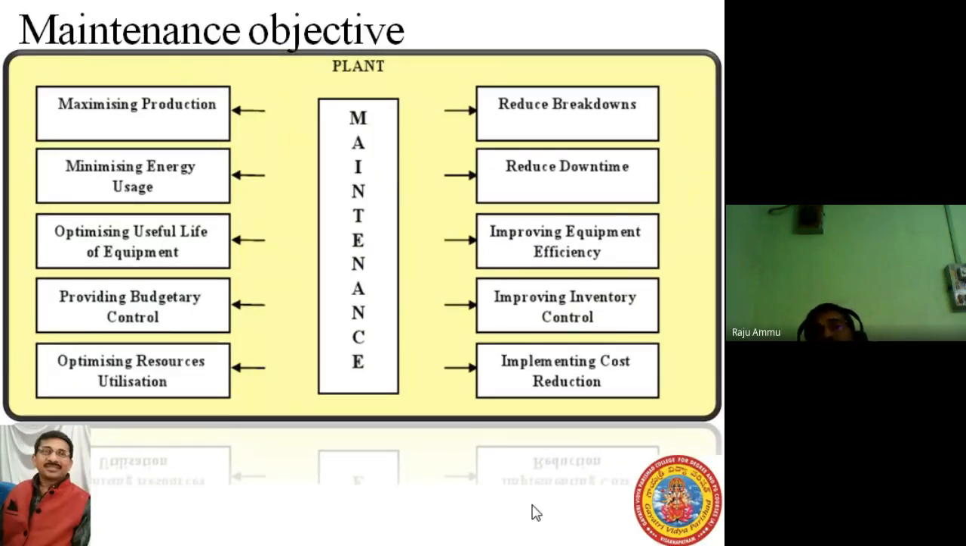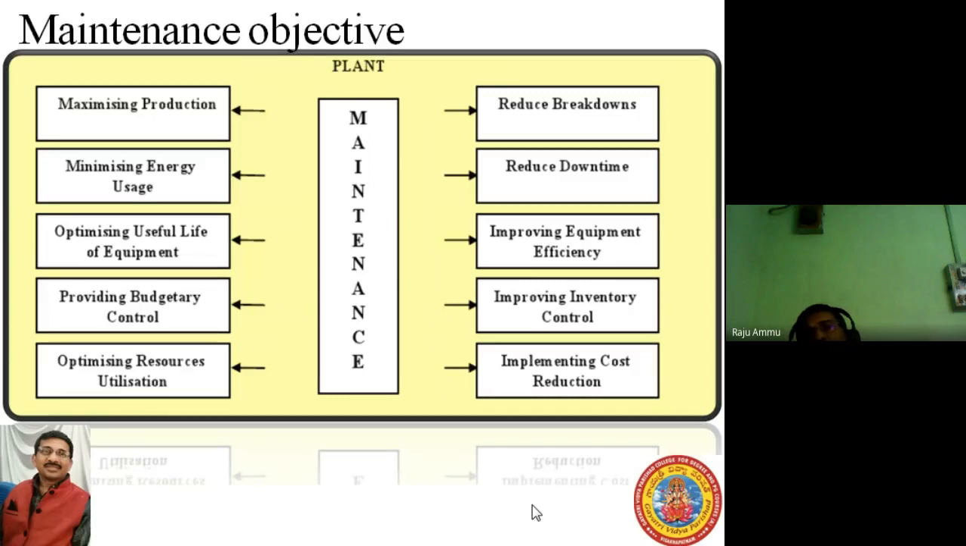And on the other side, next is reduce breakdowns, because you are maintaining every day, or frequently, or whenever the time requires. It definitely reduces your breakdown. There will not be sudden stop of your machine. That is what he says. Okay, so reduce downtime, that is, the fall or decrease in performance. That also will not go down. Even that will be maintained. Now improving equipment efficiency, that also will be maintained.